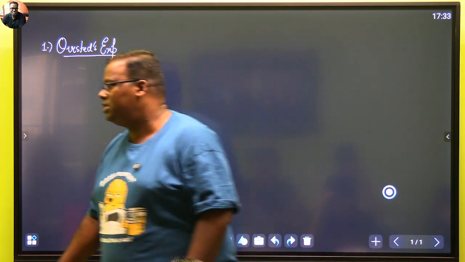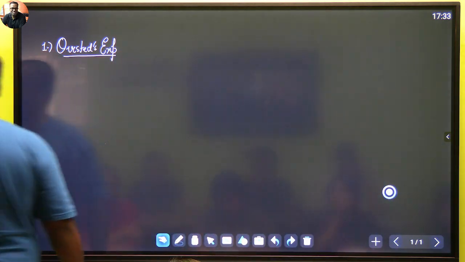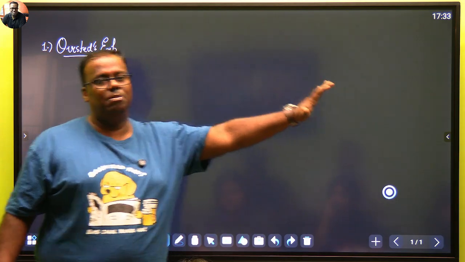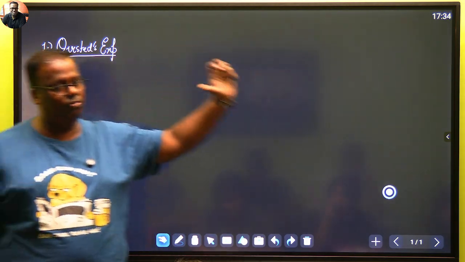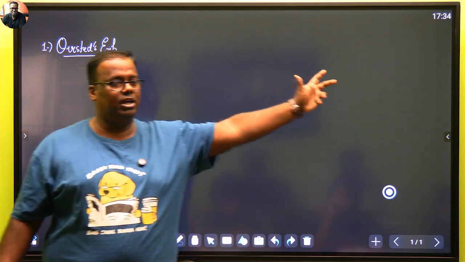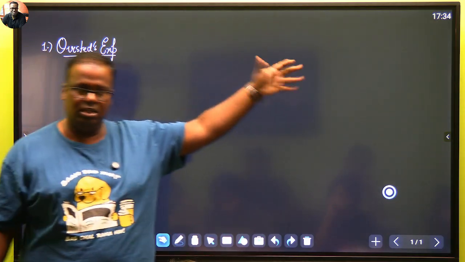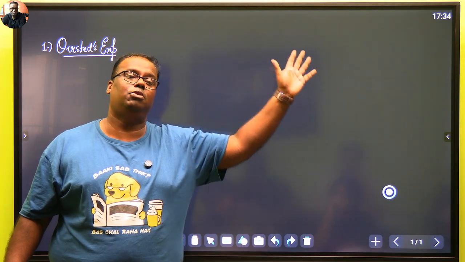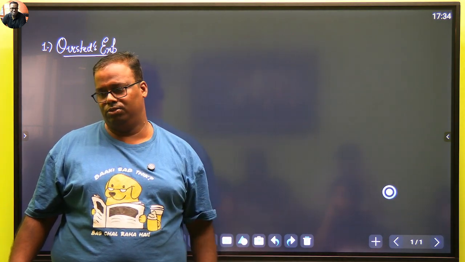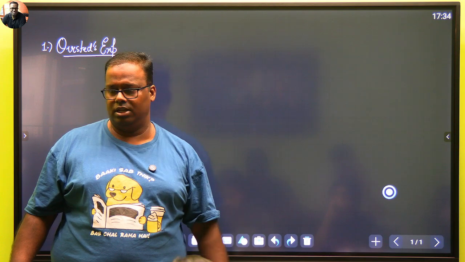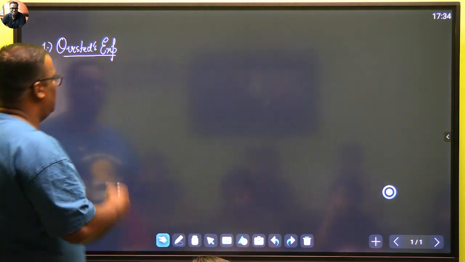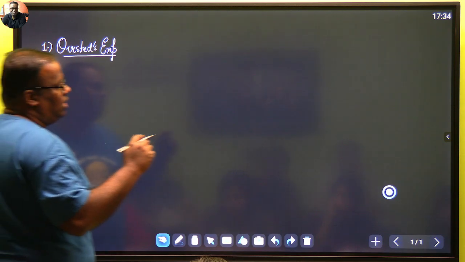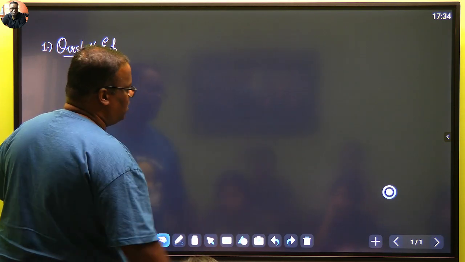So Oersted's experiment, if someone asks you what is the output of Oersted's experiment? A current carrying wire behaves as a magnet. The magnetization is sustained till the current flows through the wire. As soon as the current is switched off, the magnetization is lost, and the polarity of the magnetization is dependent upon the polarity of the current flowing through the circuit. If the current is reversed, the polarity is reversed.